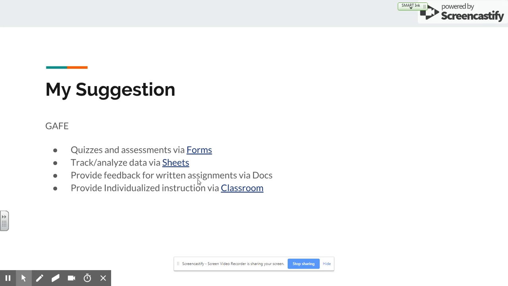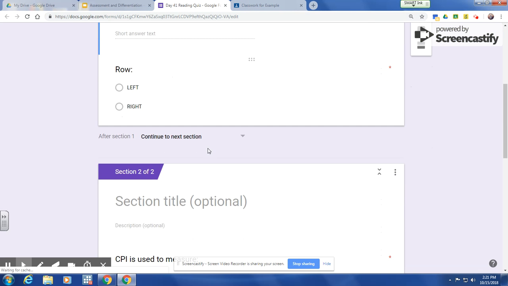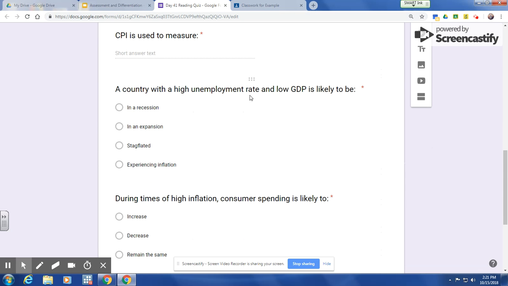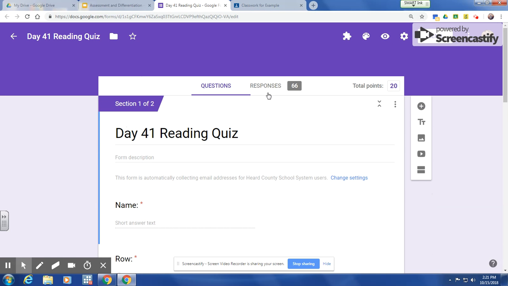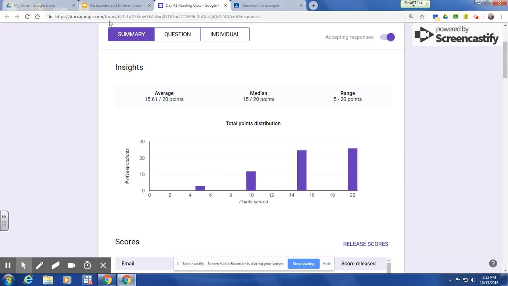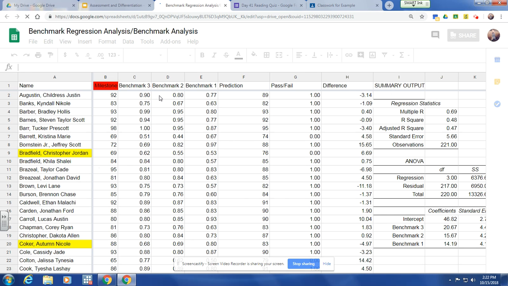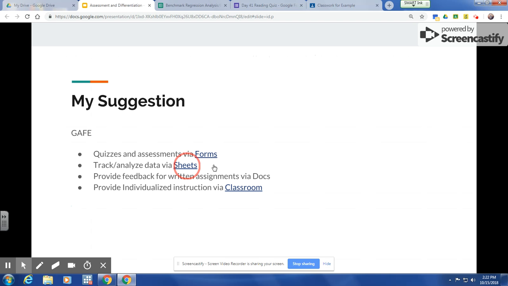Right. My suggestion would be to use Google Apps for Education, just because I believe that allows us to most adequately assess and differentiate for our students, because we can do quizzes with Google Forms like this, where we can create a quiz based on the standards that we're doing. And it also gives us the data for all of our students, right? We can see the scores, we can see the information, right? Google Sheets allows us to track data for our students and allows us to look for trends, right?